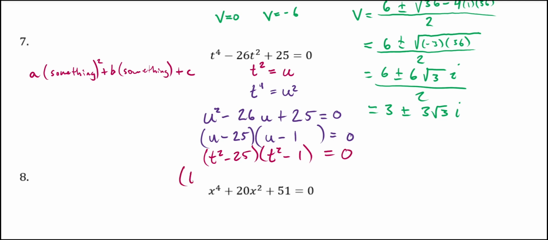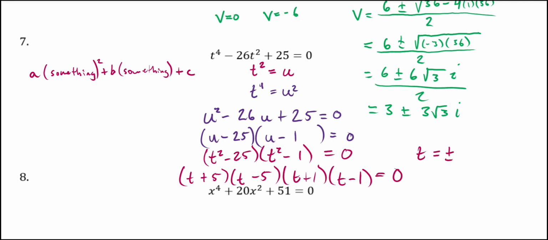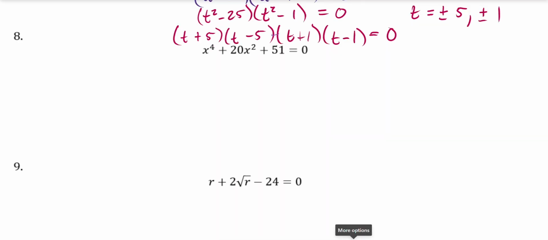Notice then that we have a difference of squares, and this is t plus 5 times t minus 5, and t plus 1 times t minus 1. And this gives us our roots of t equals plus and minus 5 and plus and minus 1. 4 roots for this fourth degree polynomial. For the next one, we're going to want to take advantage of the same trick.